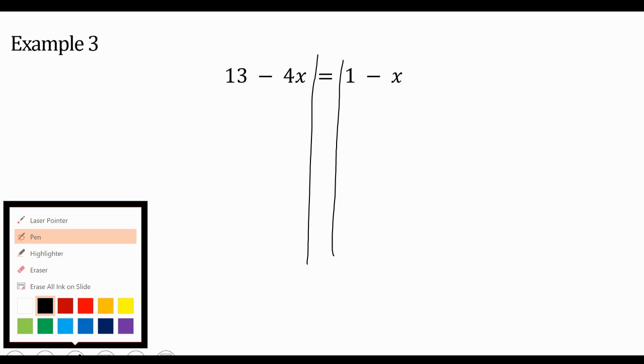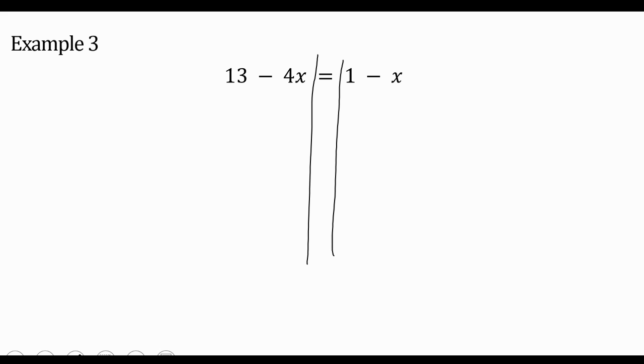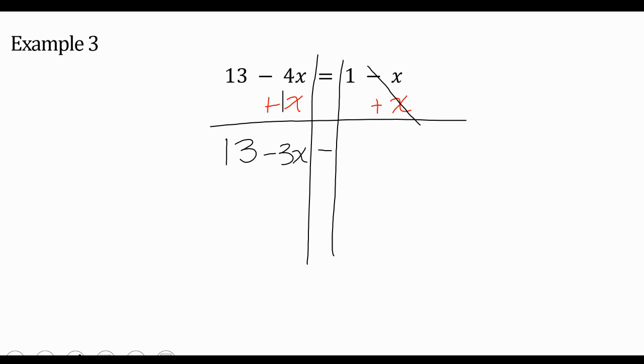So say for some reason you wanted to move this x instead of this negative 4x, right? Which is fine. So what we can do is add x to both sides. These cancel. I'm going to bring down the 13. And then negative 4x plus, remember we have that 1 in front, plus 1x gives us negative 3x equals 1.